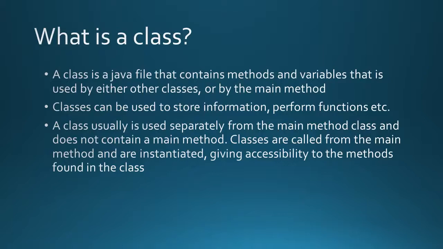So what is a class? A class is a Java file that contains methods and variables that is used by either other classes or by the main method. Classes can be used to store information, perform functions, etc. A class usually is used separately from the main method and does not contain a main method. Classes are called from the main method and are instantiated, giving accessibility to the methods found in the class.